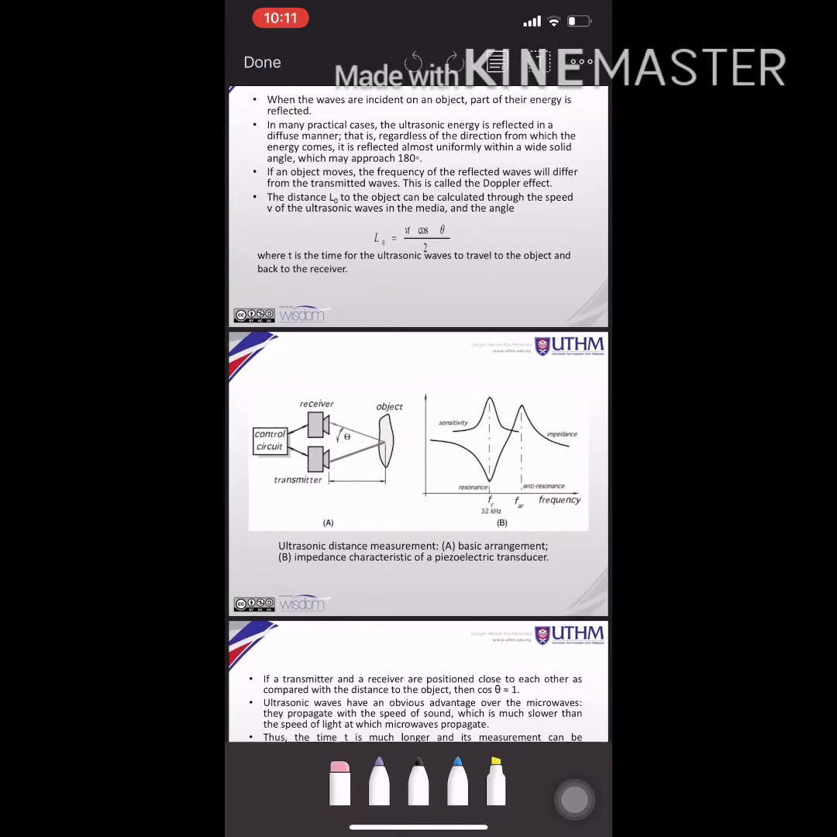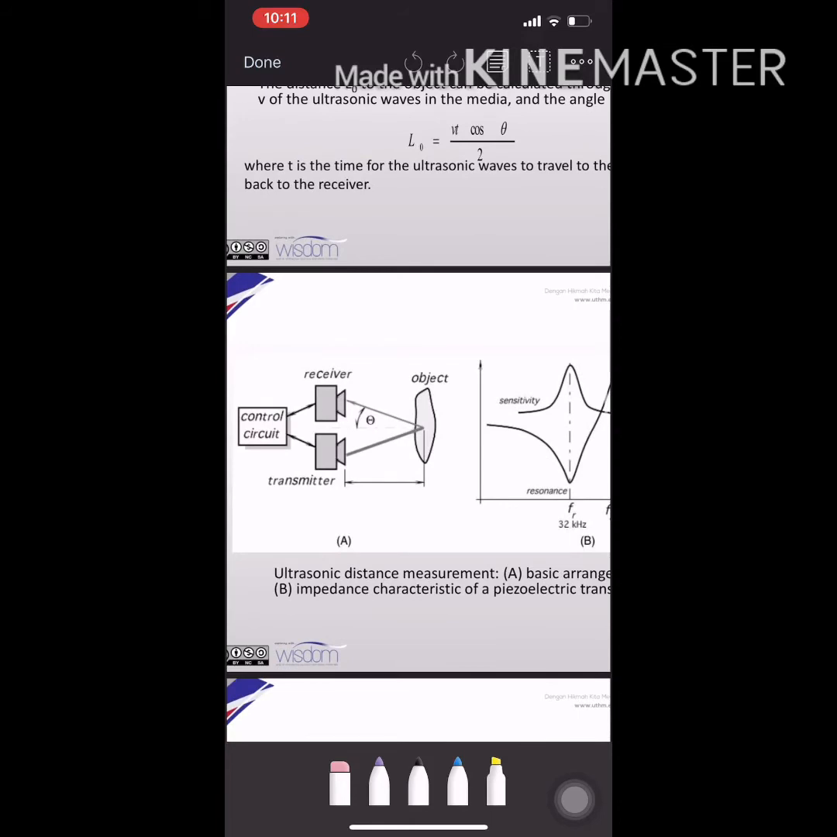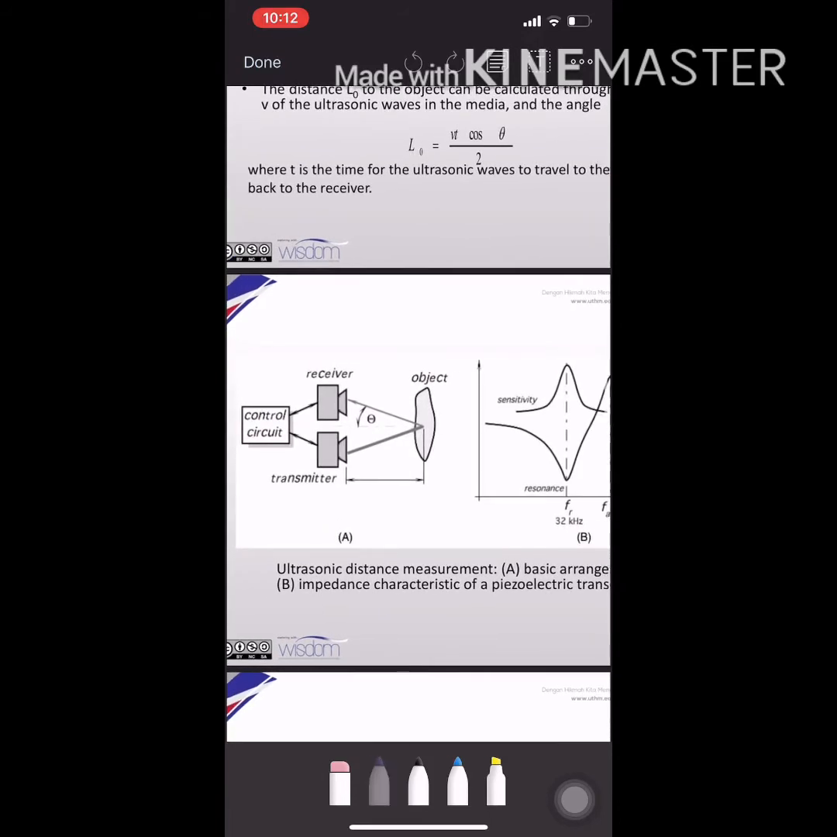For example, in this figure, we have a transmitter which transmits our signal. Then this is our object. When it transmits to the object, some of the energy will be reflected back to the receiver, right?